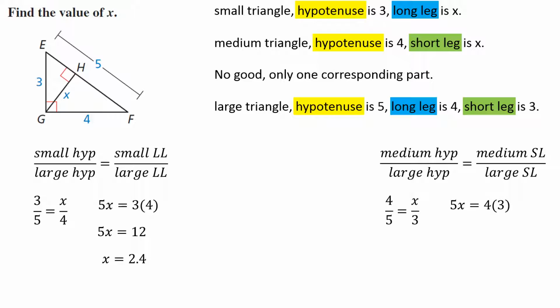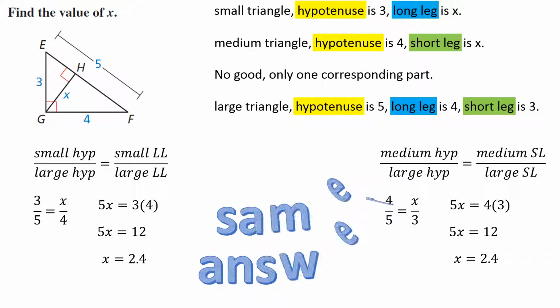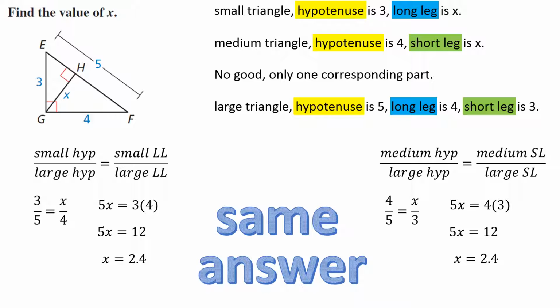But when I cross multiply, oh my goodness, I still get 5x equals 12. 12 divided by 5 is still 2.4. So as long as I am consistent when I set up my proportion, I will get the correct answer. For me, it's just easier to think about the small triangle, the medium triangle, the large triangle, and think about the hypotenuse, long leg, and short leg, instead of trying to get the corresponding letters to line up correctly.